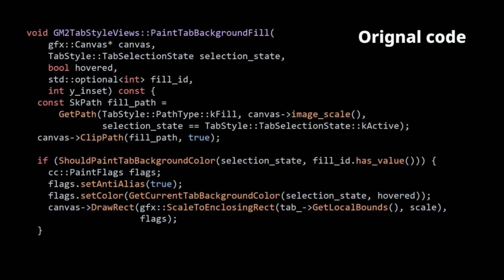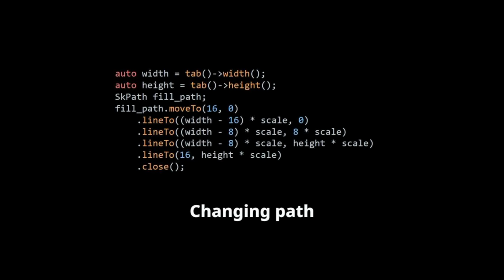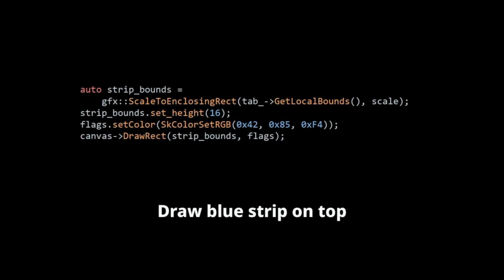Lastly, let's try the actual tab's color and shape. As mentioned, Tab is delegating its painting to the TabStyleViews class. The GM2TabStyleViews is the actual implementation. Here you can see it's clipping the tab shape and filling color to the tab. I changed the clipping path like this. Again, we should use SkPath, which is a Skia object. You may be familiar with these operations if you have experience with the Web Canvas API or something similar. And I added code to paint a bluish strip to the top of the tab.